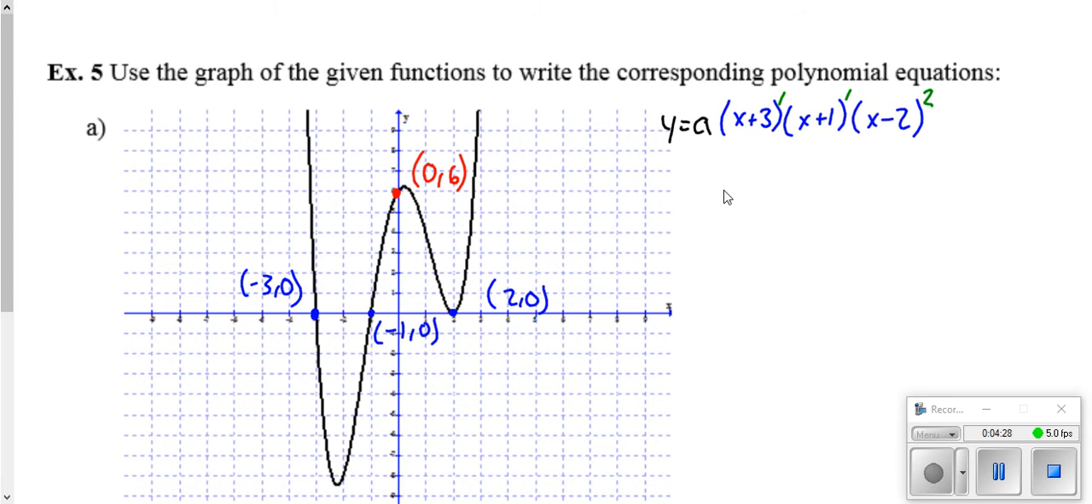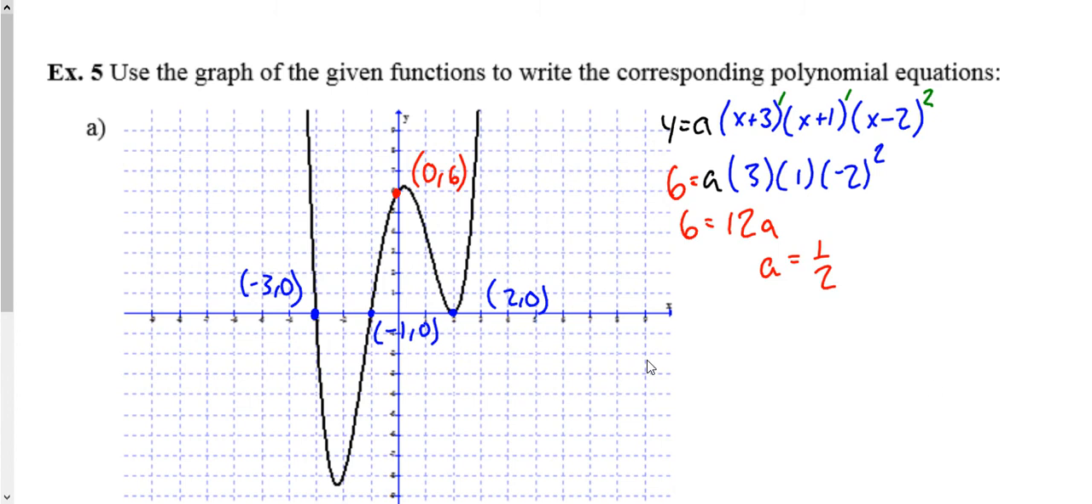Let's use this y-intercept to figure out if we actually truly have an a value, so let's plug it in. So our y value is going to be 6 equals a, and I'm going to plug in 0 for all my x values, so that's going to get me to 3, a 1, and 0 here is just going to be negative 2 all squared. Okay, so if you multiply this out, that's 4 times 3, that's 12, so now I have 6 equals 12a, and of course solving for a is going to equal 1/2.